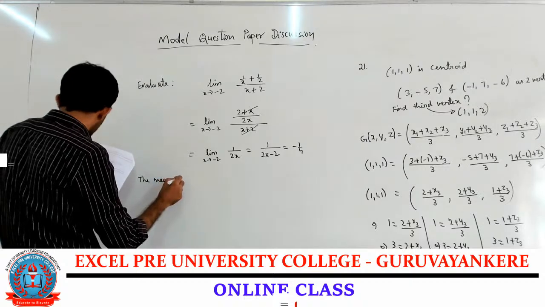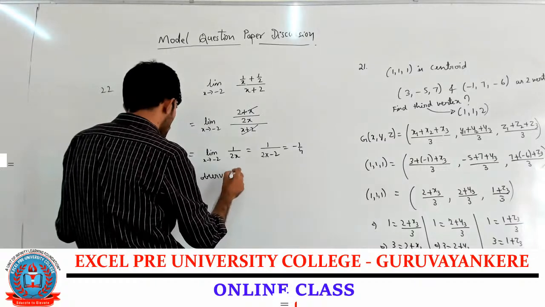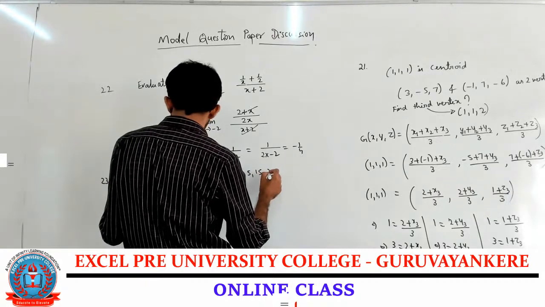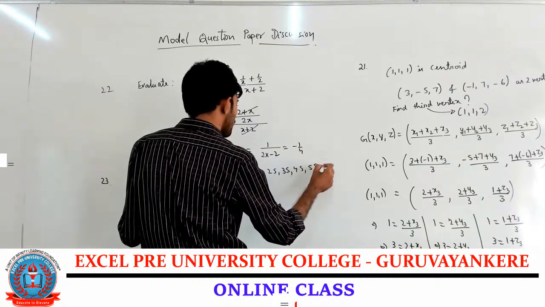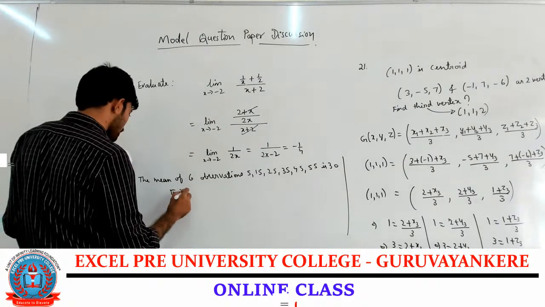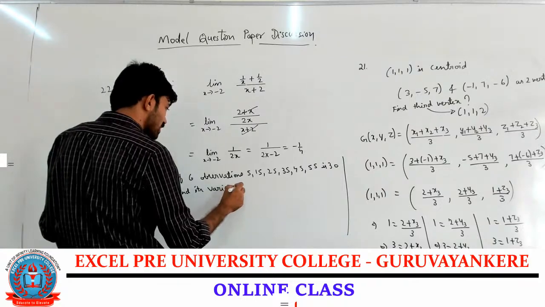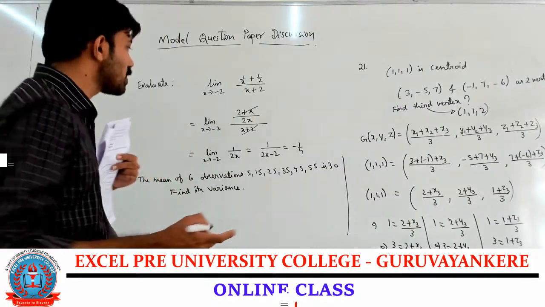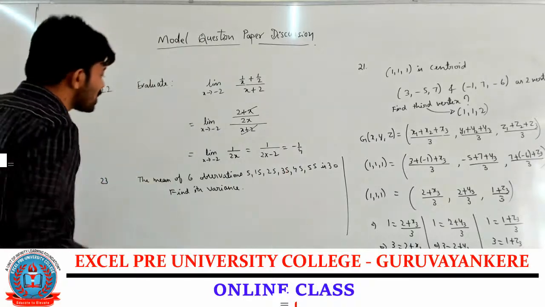23rd. A problem on statistics. The mean of the 6 observations 5, 15, 25, 35, 45, 55 is 30. Find its variance. The mean of the 6 observations is given to be 30. If they don't give it to us, we can find the mean by adding all the numbers and dividing by the number of numbers. You have to find the variance.